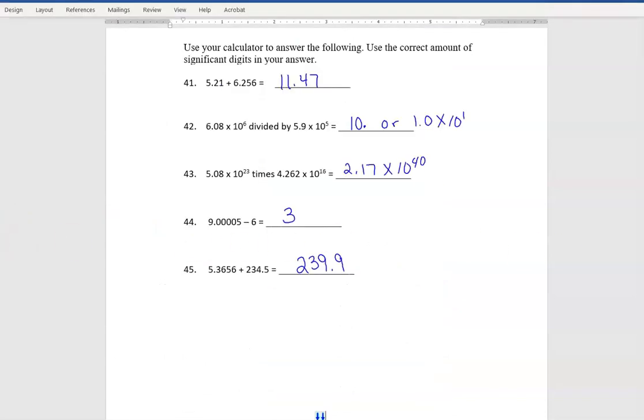And here are the correct answers for 41 through 45.